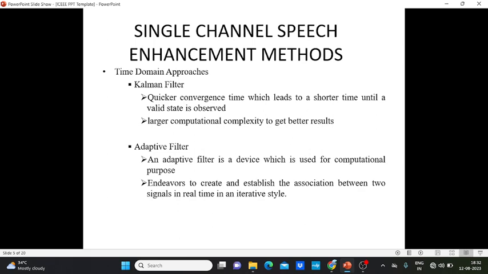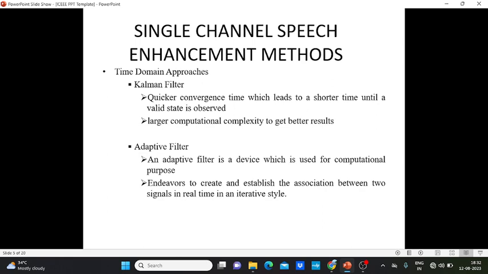In single channel speech enhancement methods, especially in the time domain, the Kalman filter was one of the best filters in the previous days, and the adaptive Kalman filter is nowadays also very good, but it has some drawbacks compared to the machine learning techniques. It has quicker convergence time, which leads to a shorter time until a valid state is observed. The drawback is large computational complexity to get better results.